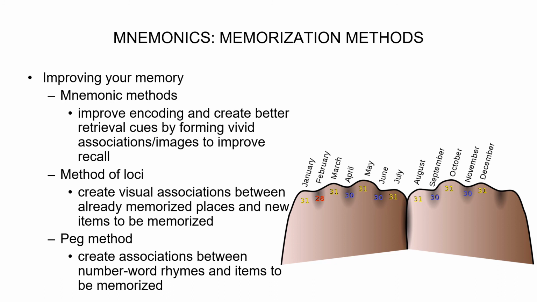Another is the PEG method. This is where we make associations between rhymes, different number word things, basically different ways of creating associations in the mind that allow us to retrieve it easier.